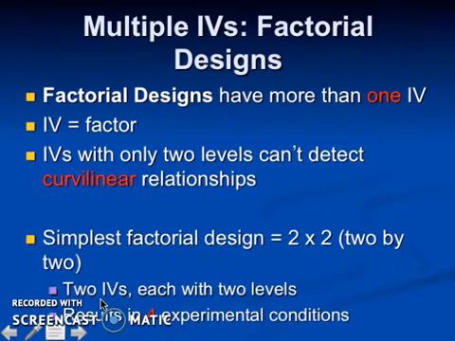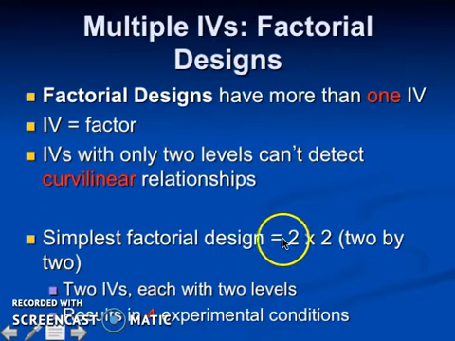So the simplest factorial design would be a 2 by 2. So here, the 2 is representing the number of levels per independent variable. So we have one independent variable with 2 levels. We have another independent variable with 2 levels. We need people to be at both levels, all combinations of those two.